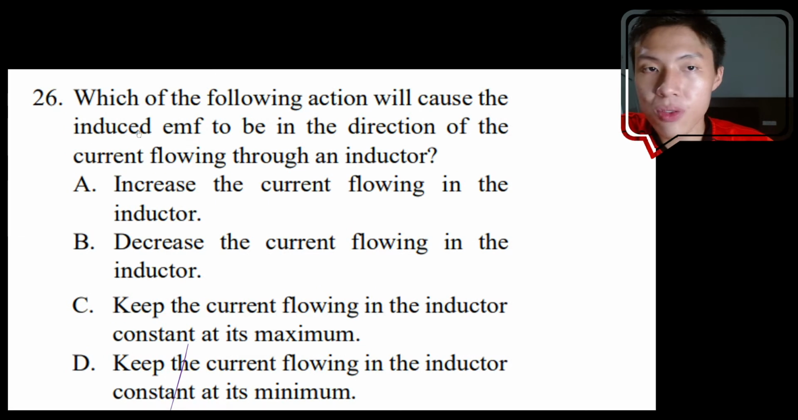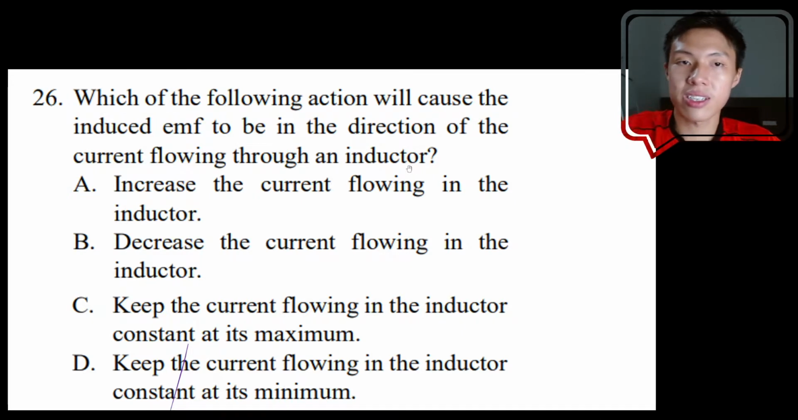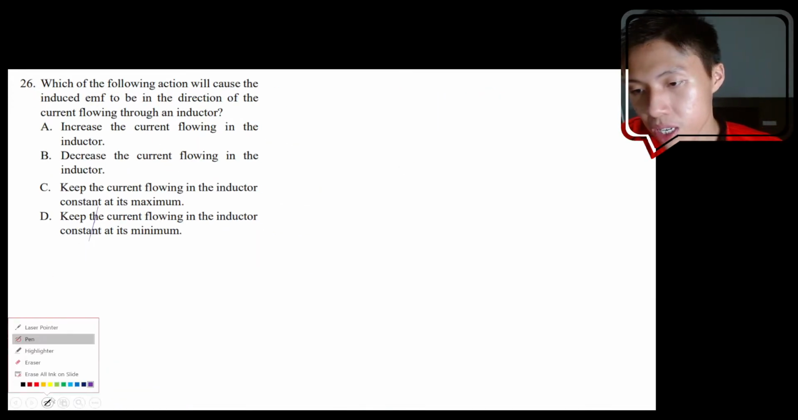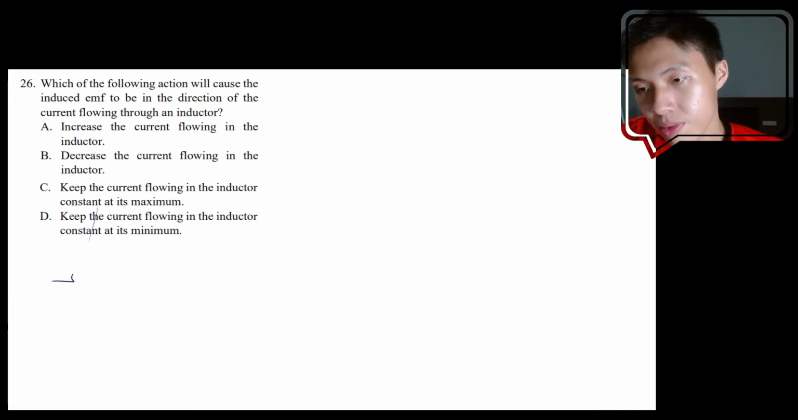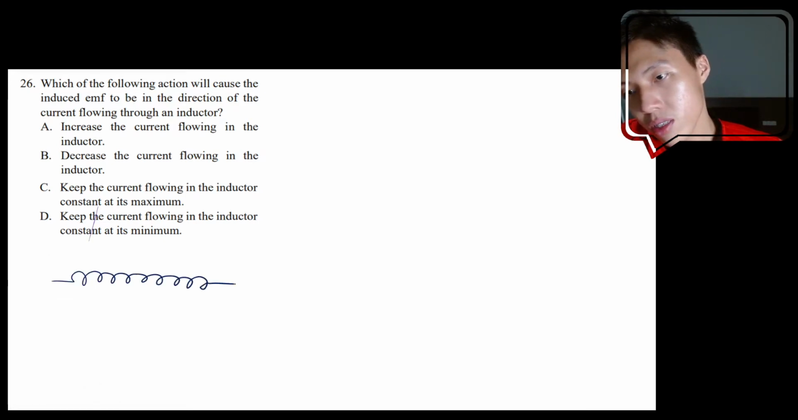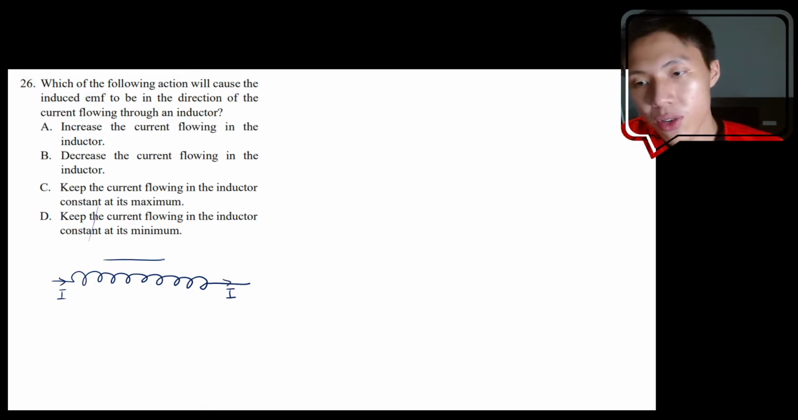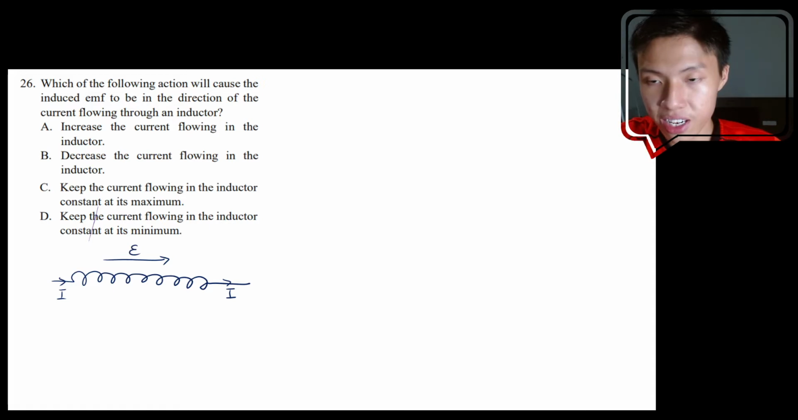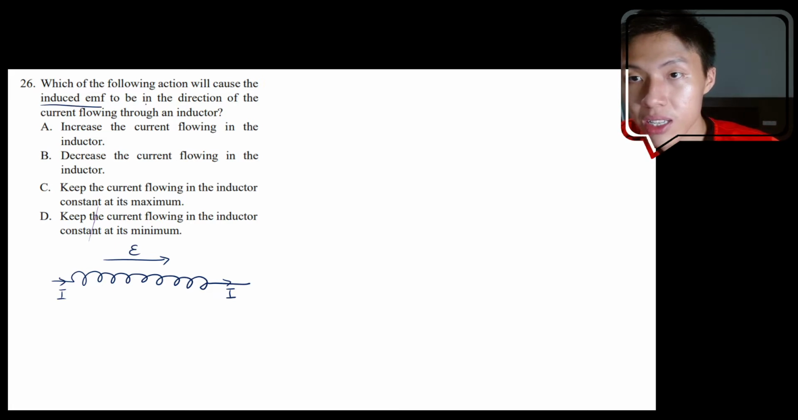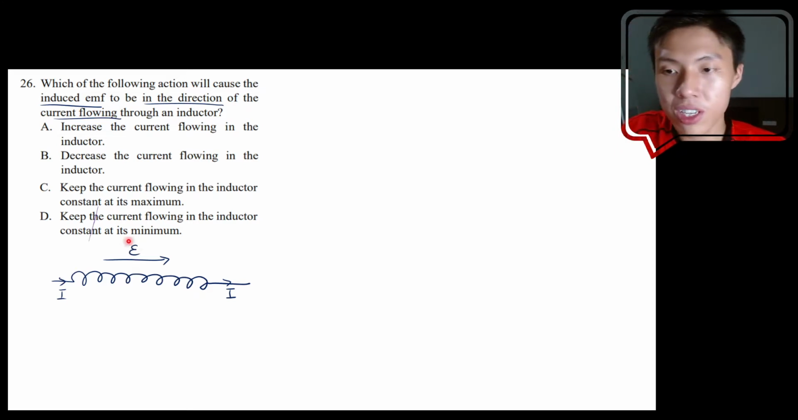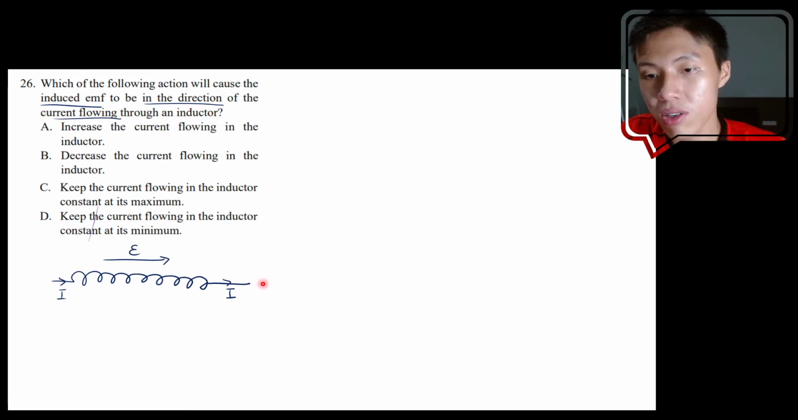Which of the following actions will cause the induced EMF to be in the direction of the current flowing through the inductor? If you have an inductor, and you have current flowing through it, how should you change your current so that your induced EMF is in this direction? You want your induced EMF over here to be in the same direction as the current over here.